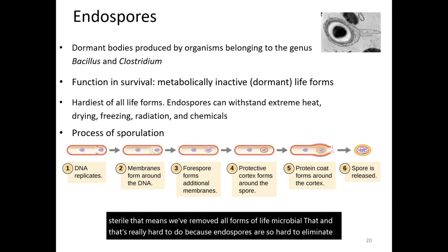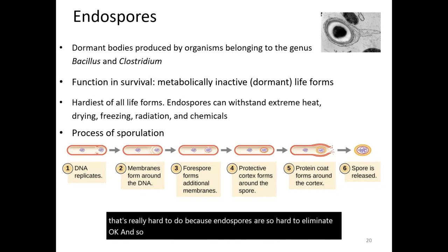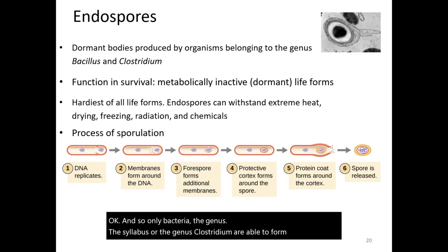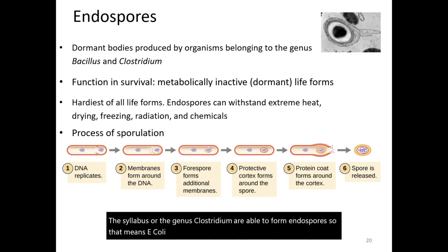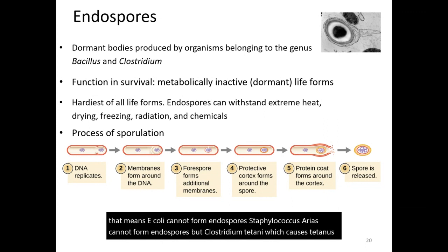Only bacteria belonging to the genus Bacillus or the genus Clostridium are able to form endospores. So that means E. coli cannot form endospores. Staphylococcus aureus cannot form endospores. But Clostridium tetani, which causes tetanus, can. Clostridium botulinum, which causes botulism, can. Bacillus anthracis, which causes anthrax, can.